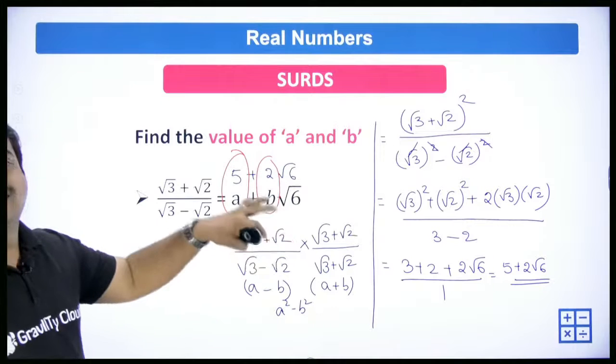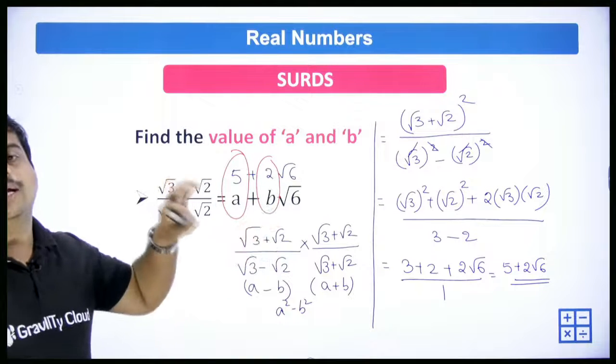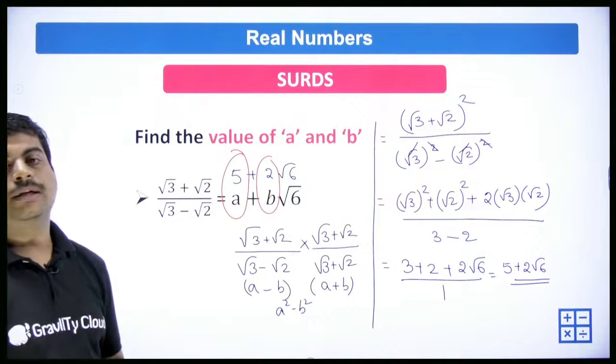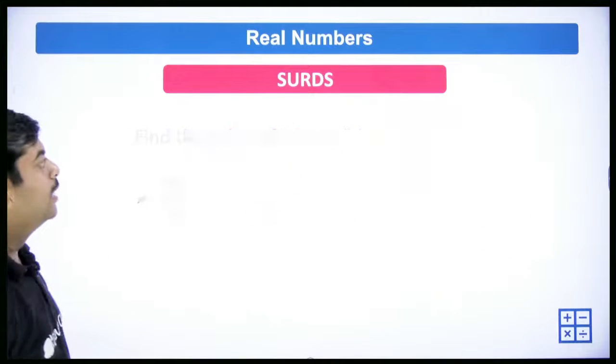This method is called rationalizing. We are trying to avoid irrational term in the denominator, correct? Okay, so let's move forward.